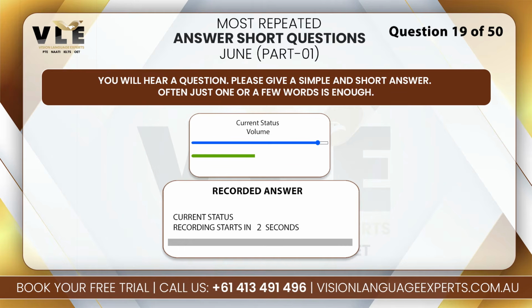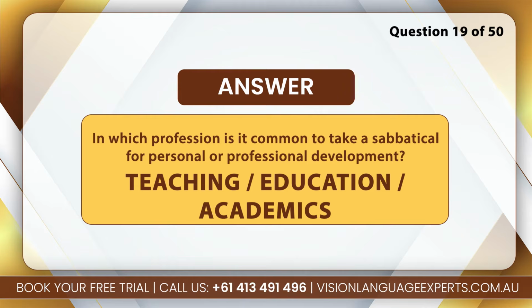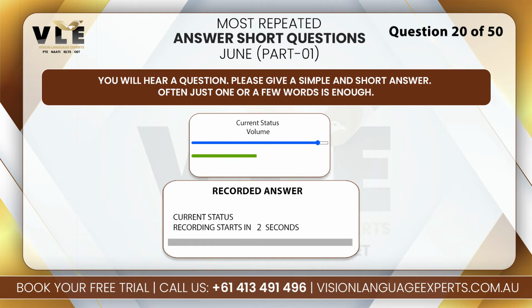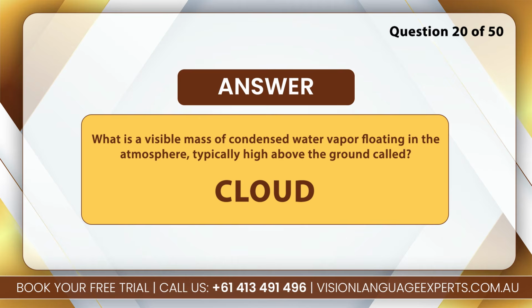In which profession is it common to take a sabbatical for personal or professional development? Teaching/education/academics. What is a visible mass of condensed water vapor floating in the atmosphere, typically high above the ground called? Cloud.